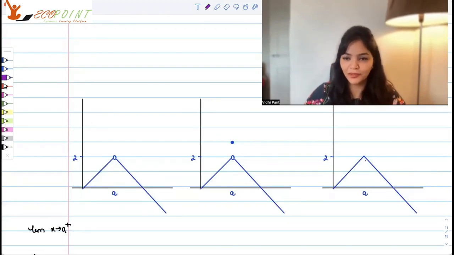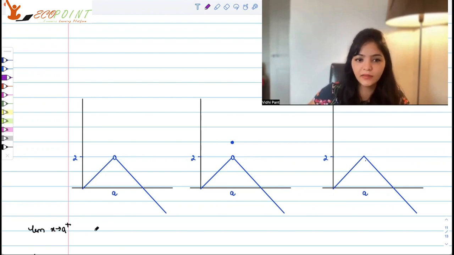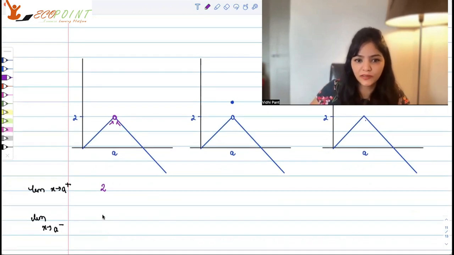Let's take another example, a quick example. So you have these three graphs here. We want to talk about the left-hand limit, right-hand limit, or the two-sided limit, whatever information you can give from these three graphs. Just try to write it down. So clearly in the first graph, the right-hand limit, that is x tends to a plus, is around 2. And x tends to a minus is also around 2. As x tends to a plus, the function is approaching somewhat around 2. As x tends to a minus, the function is approaching around 2 again.